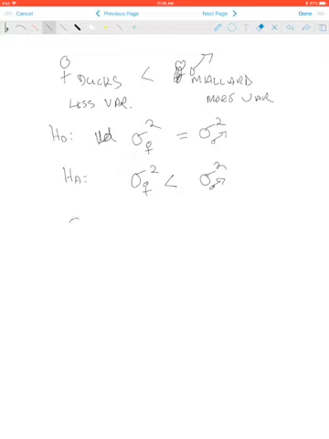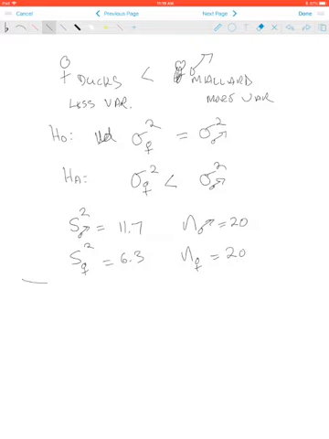The variance that we estimate for males ends up being 11.7, and the sample size for males was 20. Sigma squared, the estimated variance for females, was 6.3, and the number of females sampled was also 20. So a sensible experiment, using equal sample sizes.